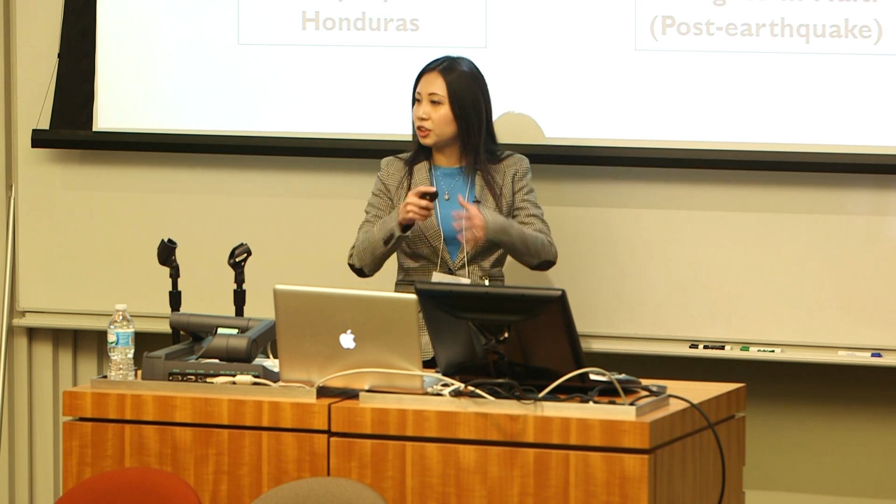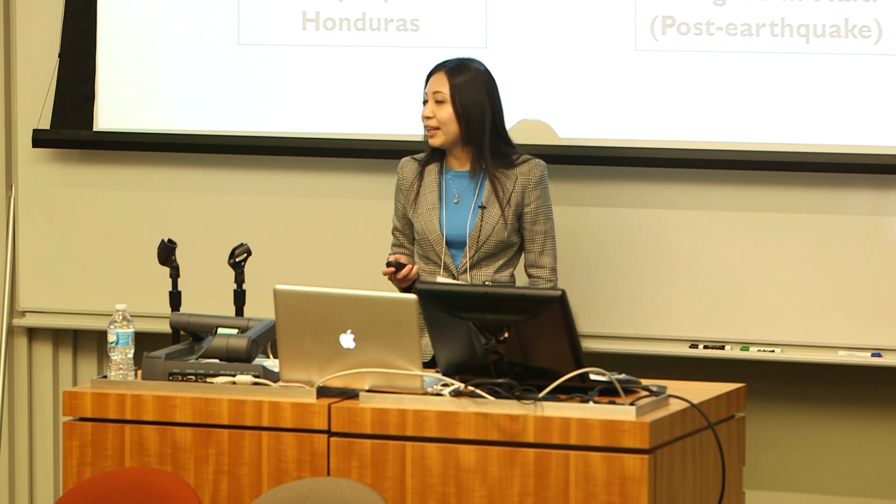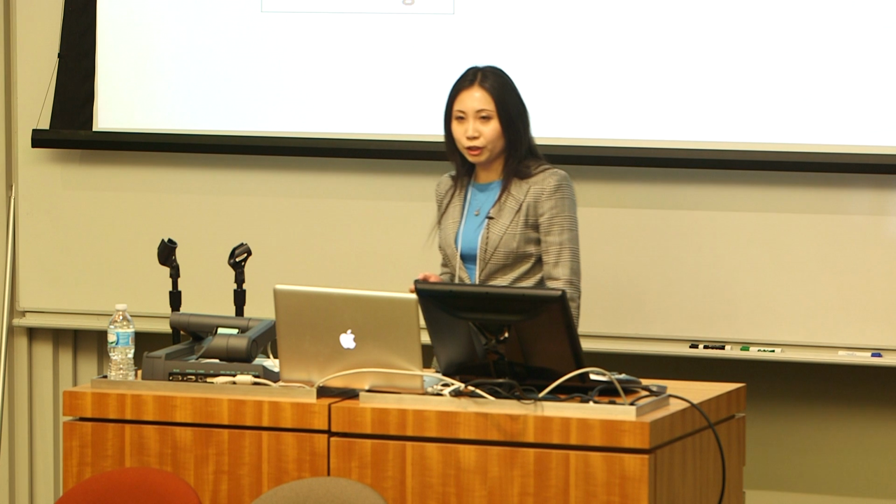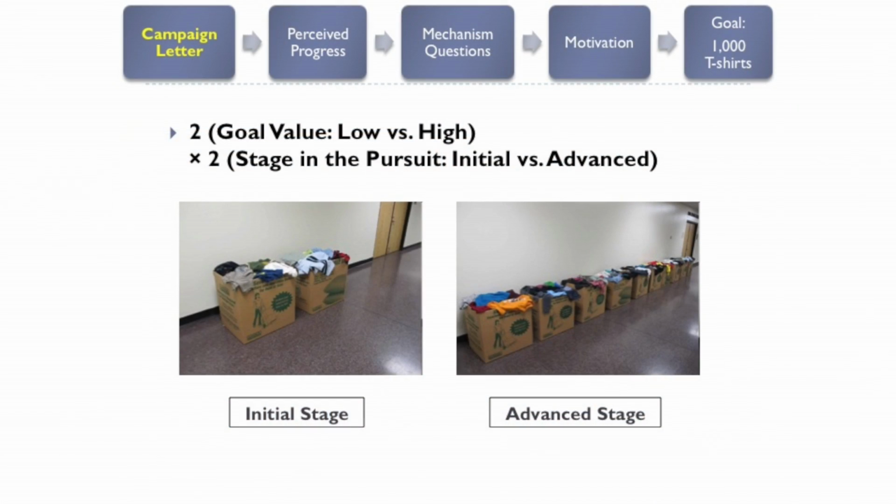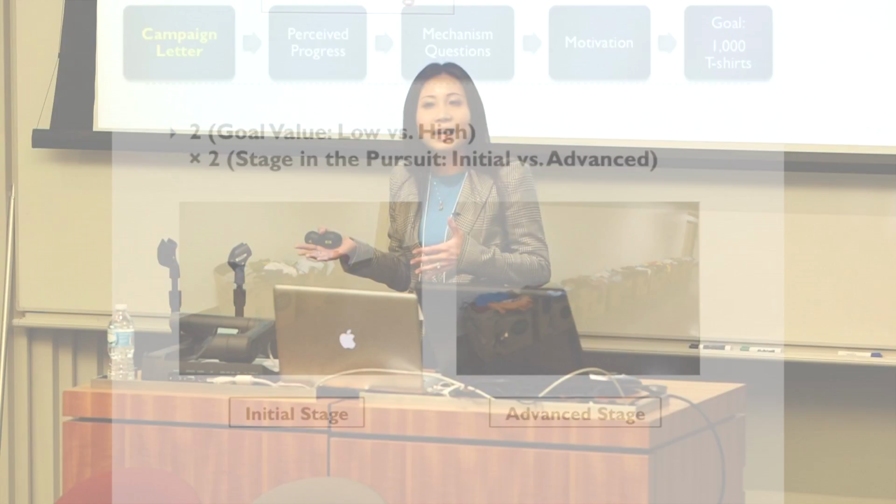We also want to change which stage we are in the campaign. We do this by providing different pictures. In the initial stage condition, we show them this picture and tell them these are the t-shirts we have so far. If you remember, our goal is 1,000 t-shirts. So these two little boxes tell them that we are in the very, very early stage, and goal attainability could be a concern. We may not actually reach our campaign goal.